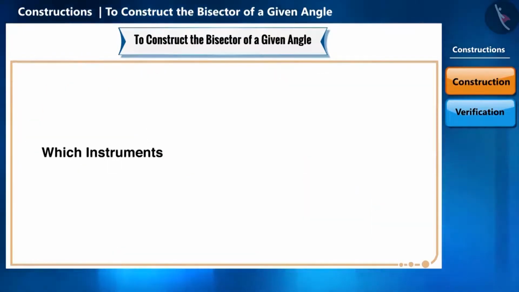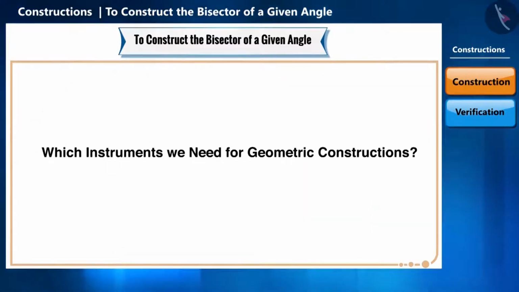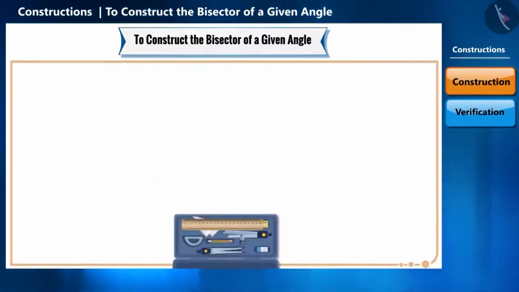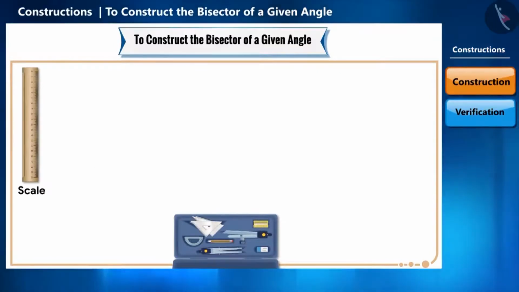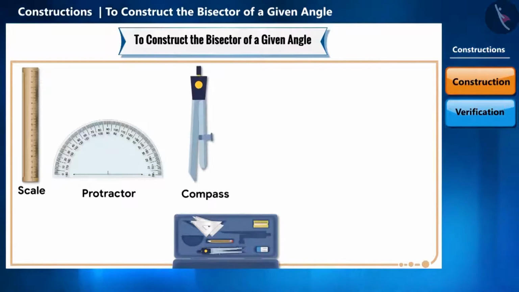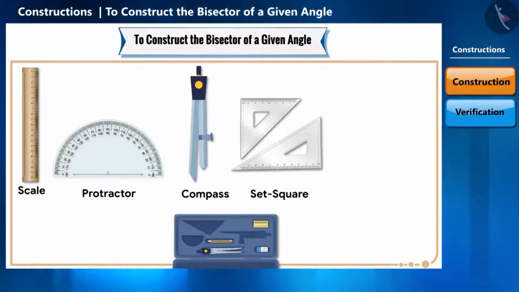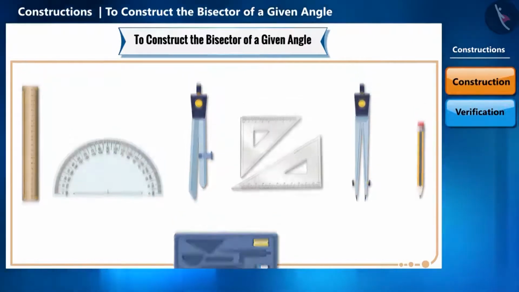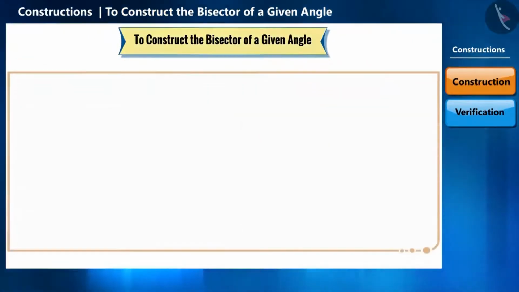Friends, can you tell which instruments we need for geometric constructions? We have a geometry box, which contains a graduated scale, a protractor, a pair of compasses, a pair of set squares, a pair of dividers and a pencil. Let us now learn to construct an angle bisector.